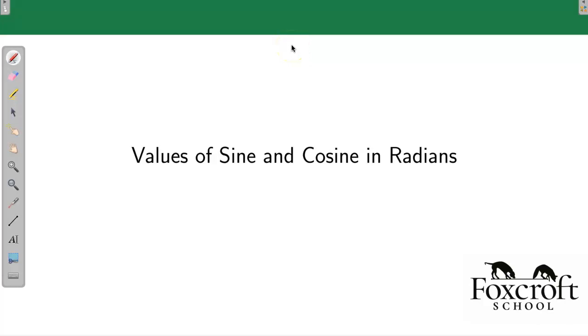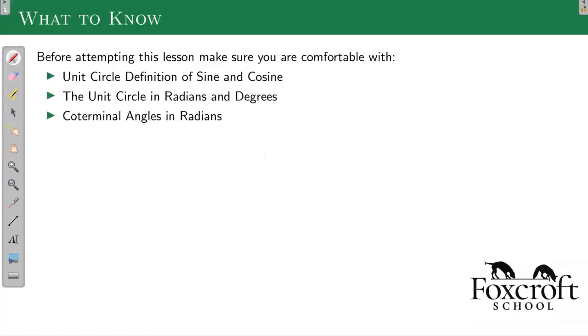In this video, we're going to discuss how to find values of sine and cosine in radians. Before attempting this, make sure you know the unit circle definition of sine and cosine. Sine is y, cosine is x. And you can do the complete unit circle in radians and degrees, and you can find coterminal angles in radians. So all this stuff we've talked about before in this unit, you can do all of these, and now we're just putting it all together.